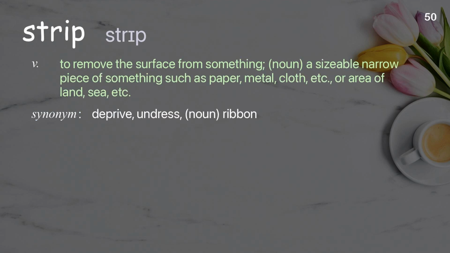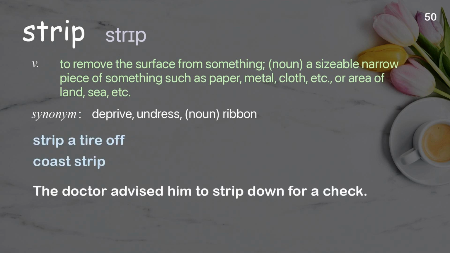Strip. To remove the surface from something, noun, a sizable narrow piece of something such as paper, metal, cloth, etc., or area of land, sea, etc. Examples. Strip a tire off. Coast strip. The doctor advised him to strip down for a check.